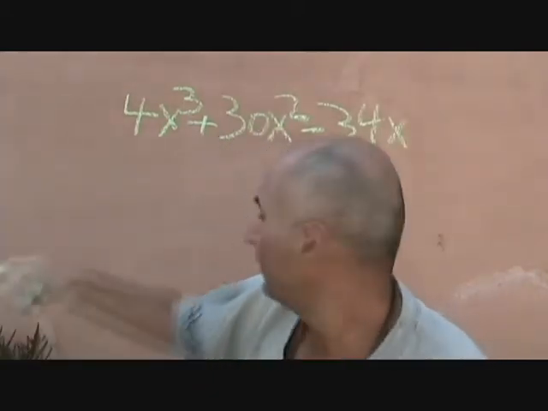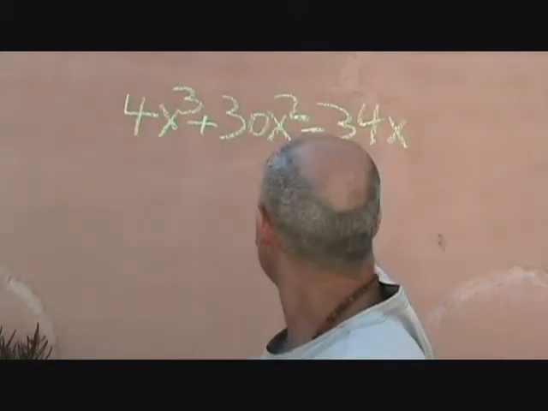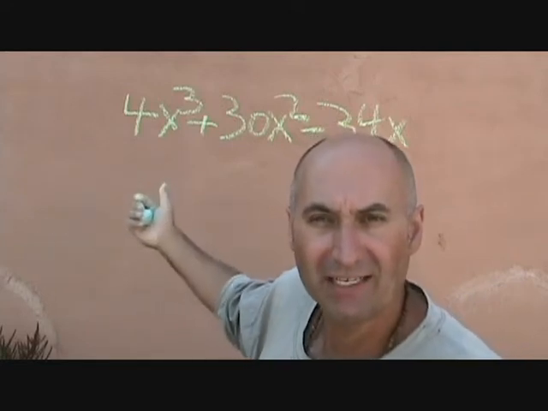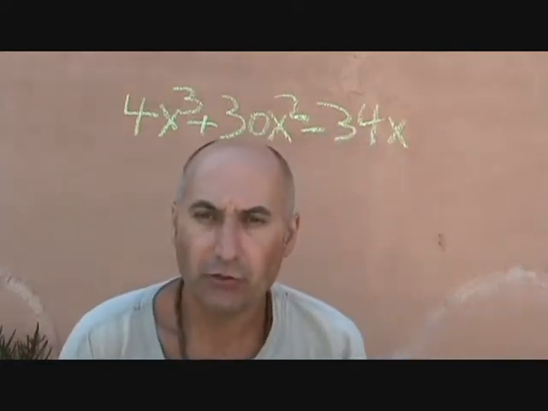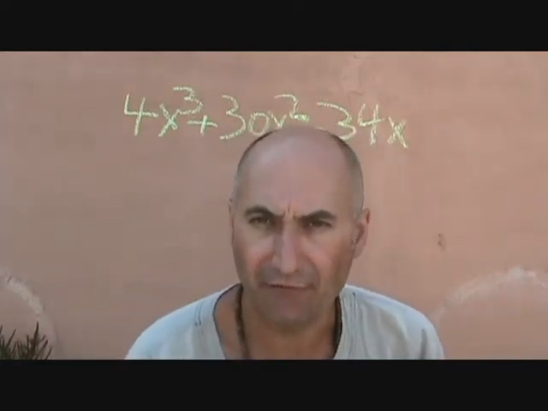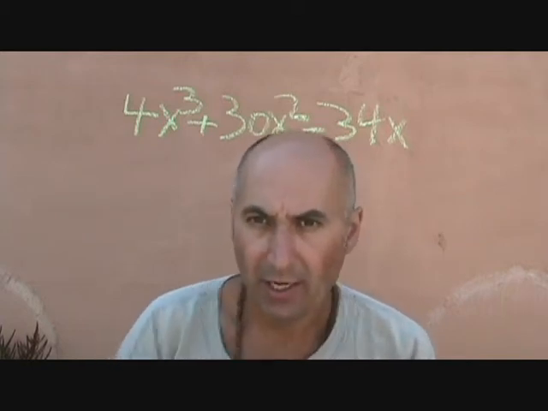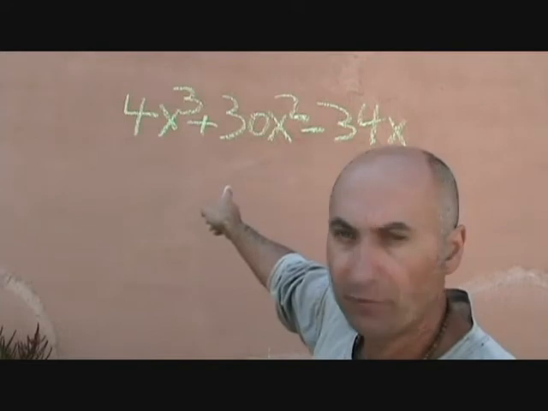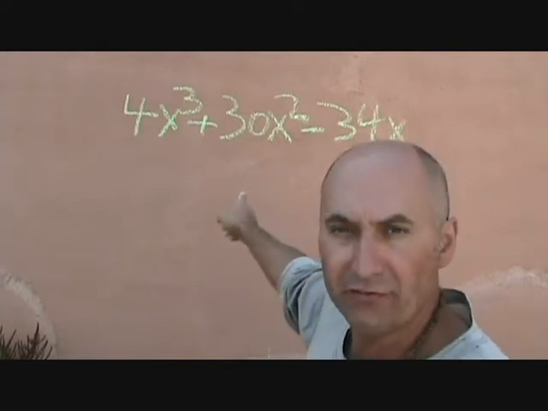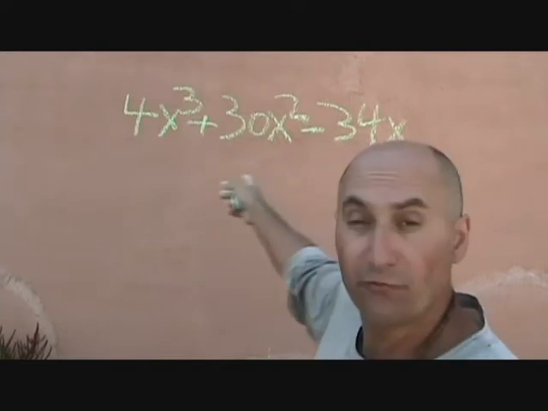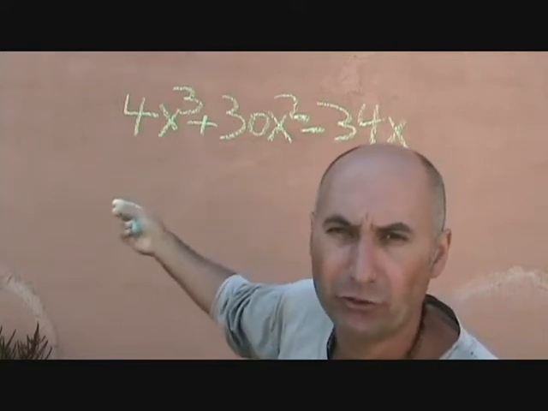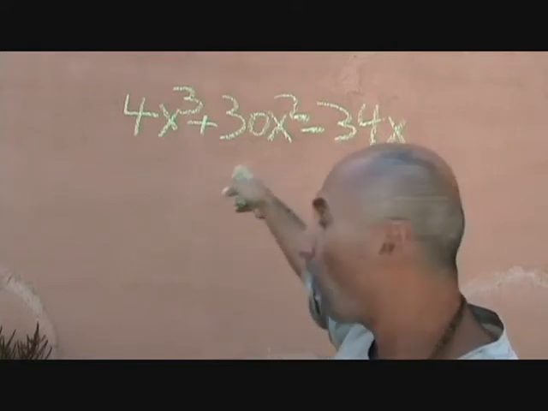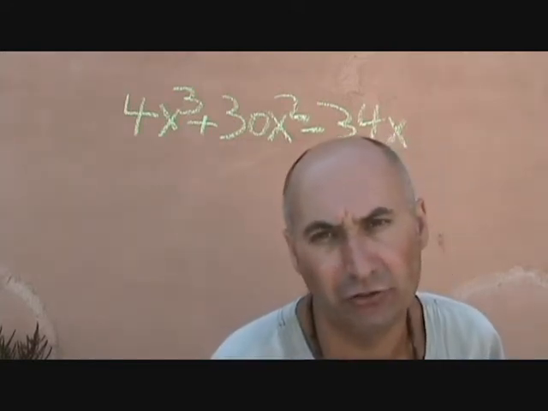Okay, so we got 4x cubed plus 30x squared minus 34x. So the first thing we're going to do is look for a GCF. Always, always, always. And obviously for the GCF, we have an x we can take out of every term. And all the numbers are even, so can we take out a 4? We can't take out a 4, so we can take out a 2, right? If all your numbers are even, you can definitely take out a 2.